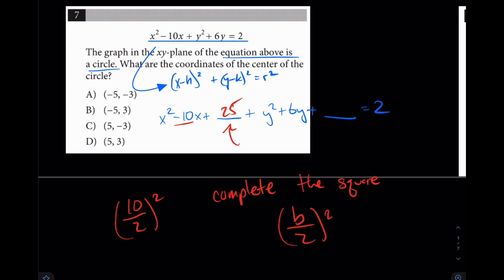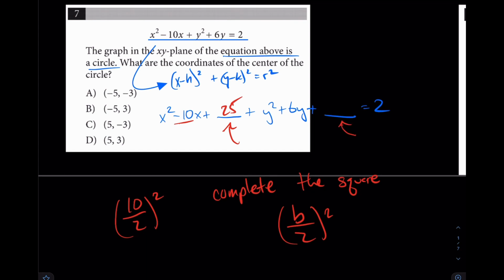Now do it over here again. What should I add here? Same thing, b over 2, so (6/2)². Well, (6/2)² is going to be 9.